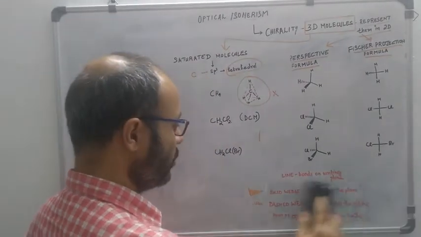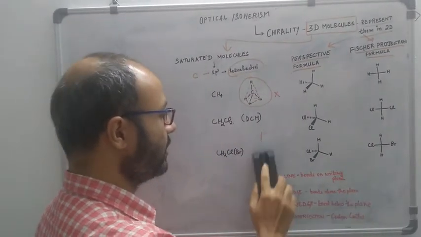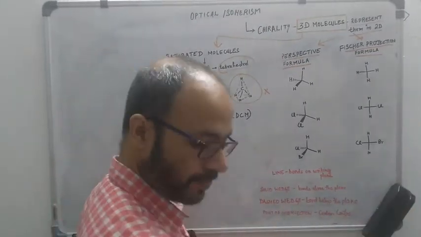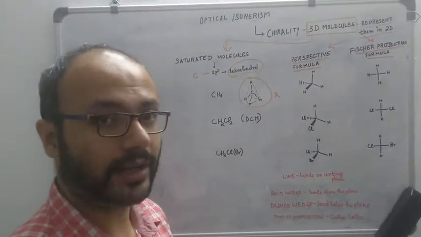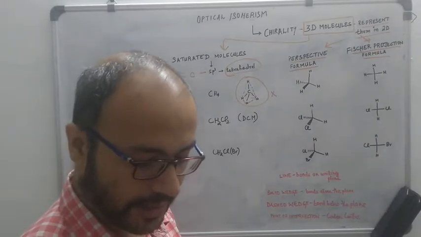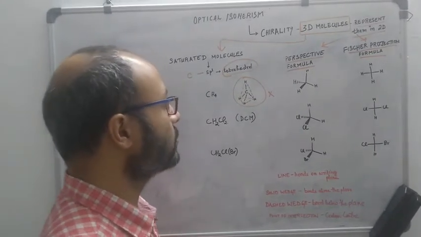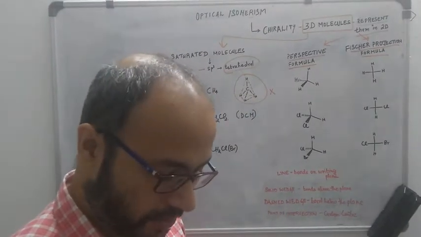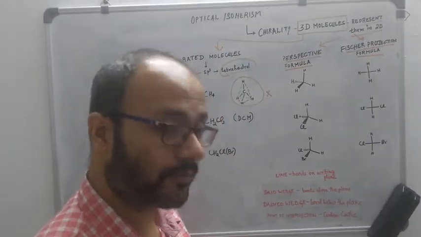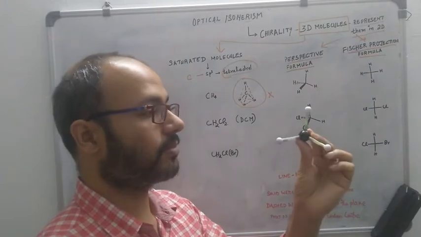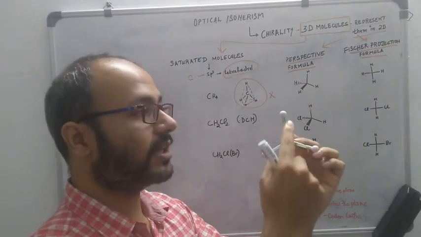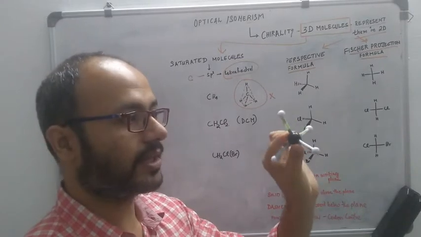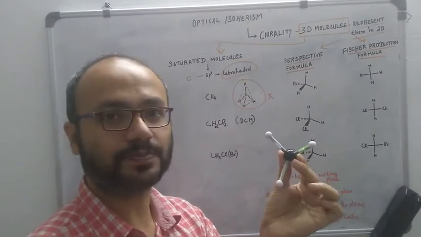Okay, so let us look into using these particular bonds, how we draw the molecule. Okay, we are going to look now into that particular thing. If we are talking about the methane molecule, I have here a model of a methane molecule. So this is the carbon with all four hydrogen atoms attached to it in a tetrahedral fashion.